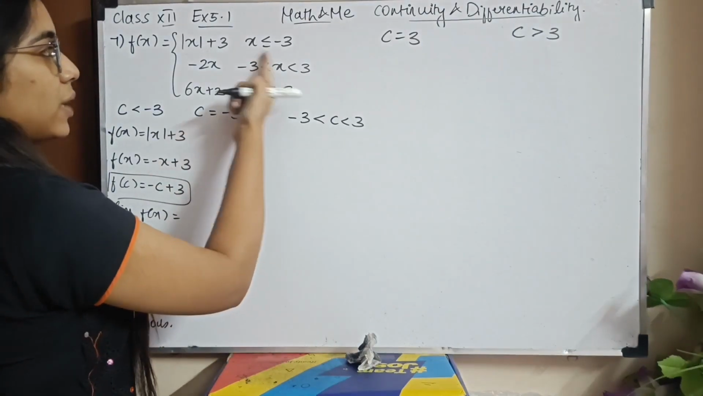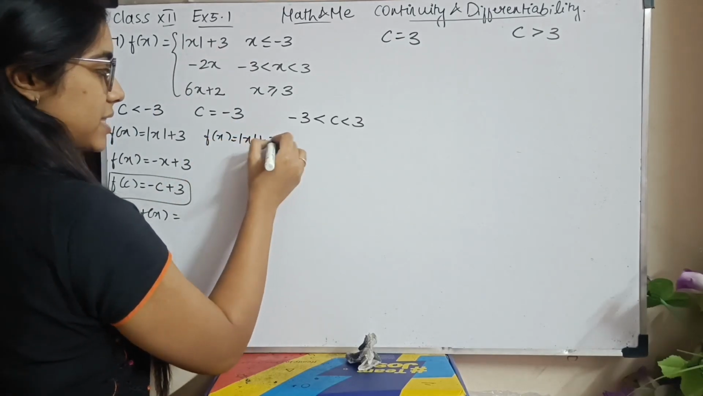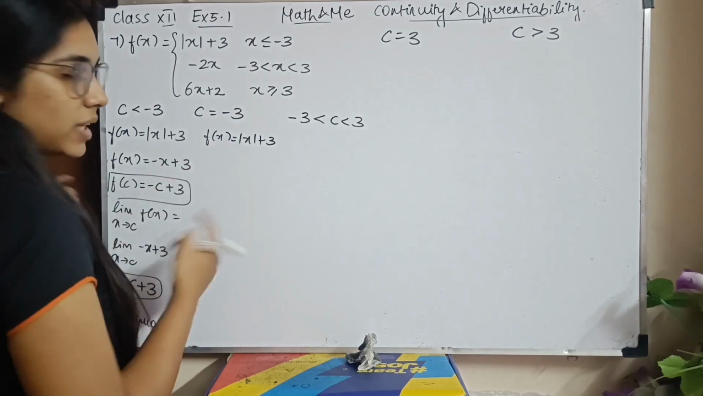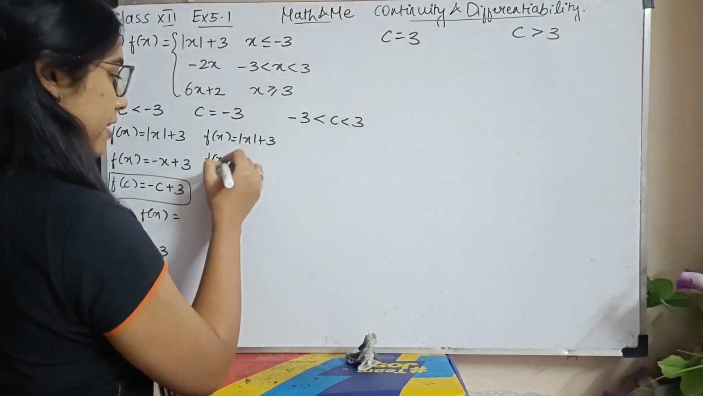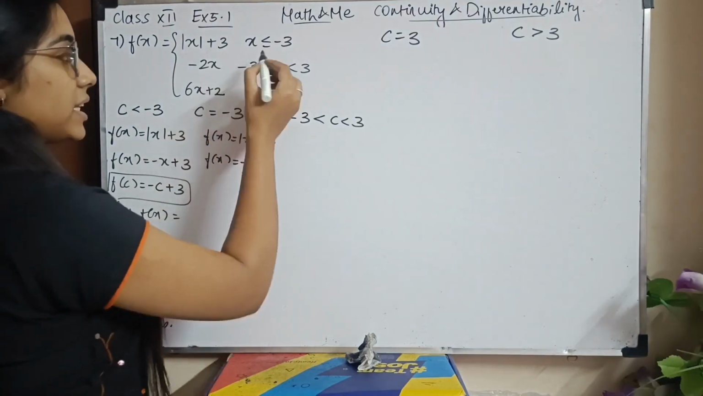This is my second case. For equal to, what is the condition? It is going to be f of x, which is mod x plus 3. Equal to minus 3, mod x will take all the values which are negative. So, I'll have f of x is equal to minus x plus 3. Mod x is taking the negative value. Now, what is the value of c?